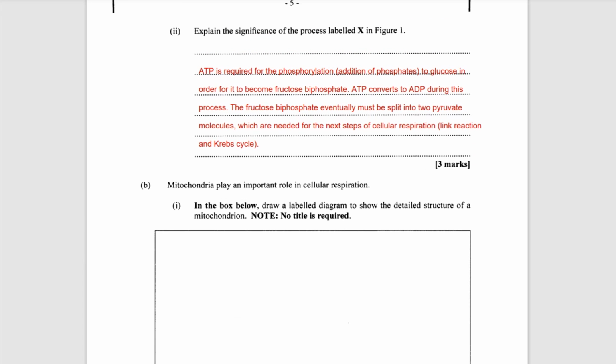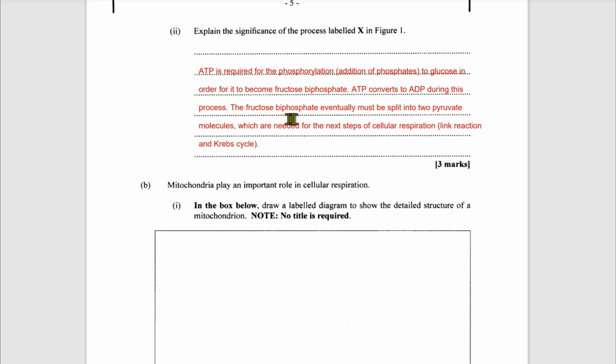So if you look at the answer, ATP is required for the phosphorylation, just a big word that means addition of phosphates, to glucose in order for it to become fructose biphosphate. And biphosphate because it has 2. ATP converts to ADP during this process.